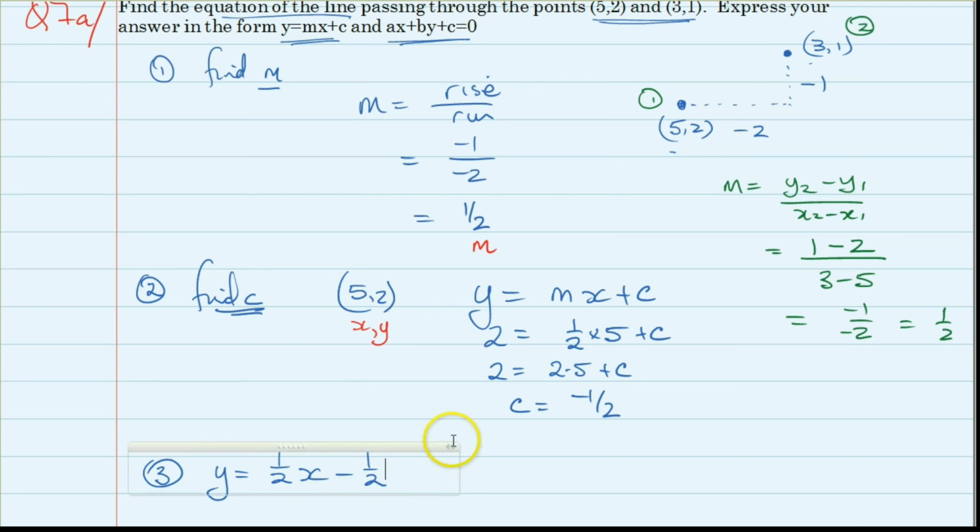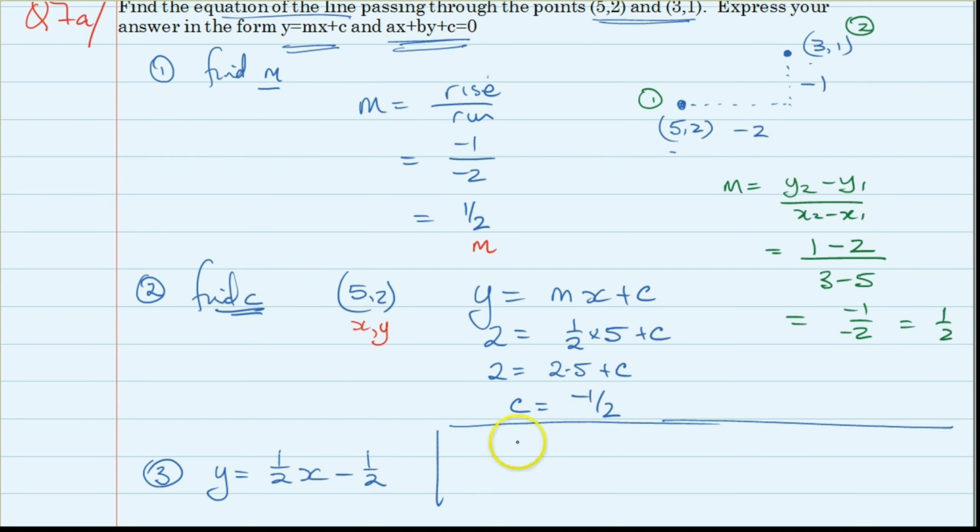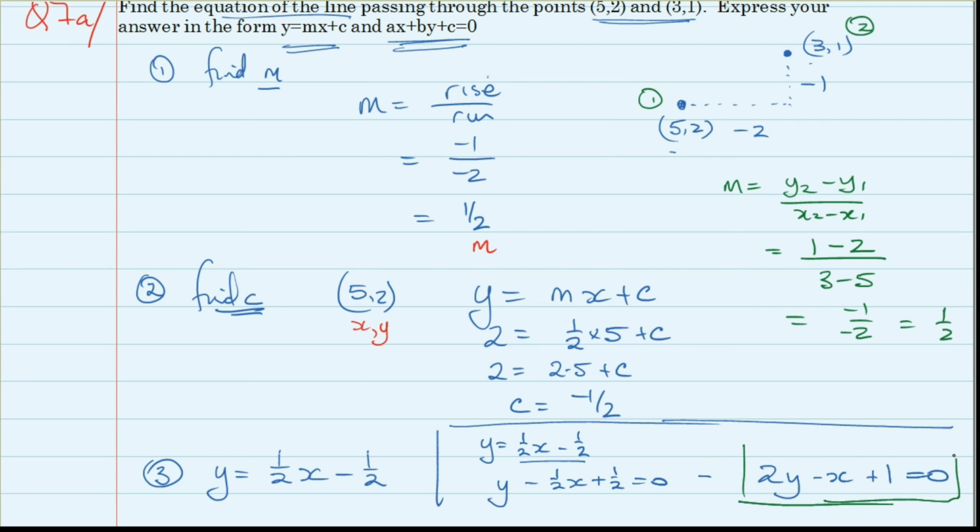Now this is the form y equals mx plus c. We're also asked to write it in the other form, so I'm just going to rearrange this. I've got that y is equal to a half x minus a half. Let's get both of these over this side, so I've got y minus a half x plus a half equal to 0, and I'm just going to multiply right through by 2, which gives me 2y minus x plus 1 equal to 0, and that is our second form of the equation.